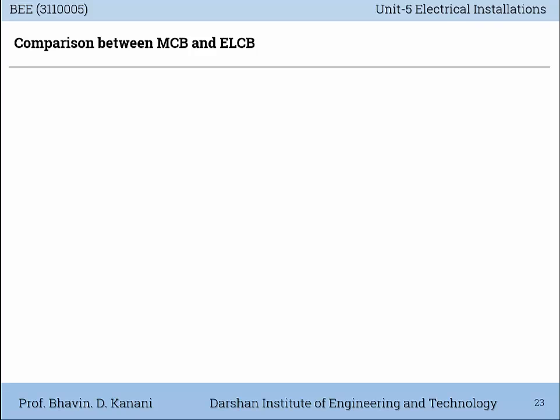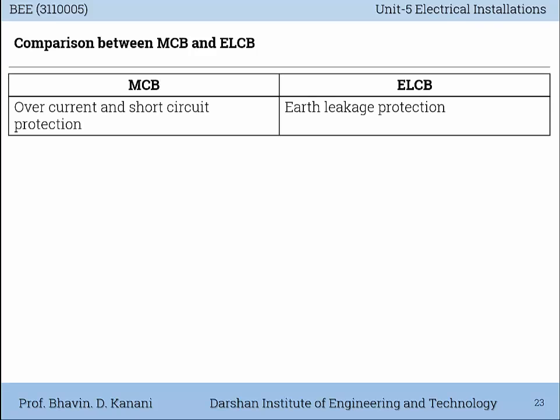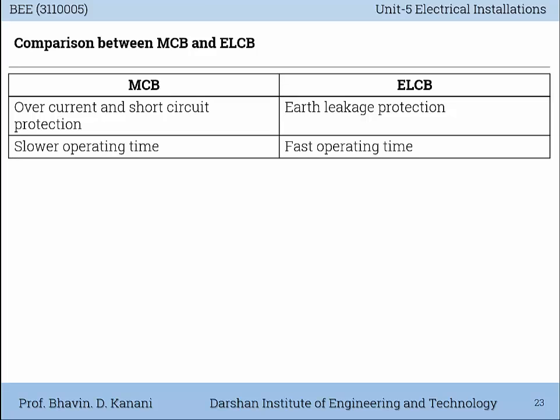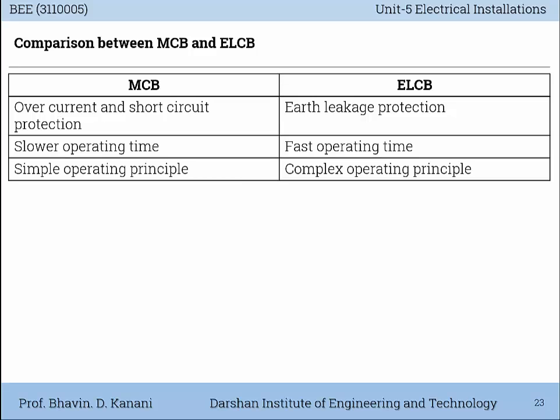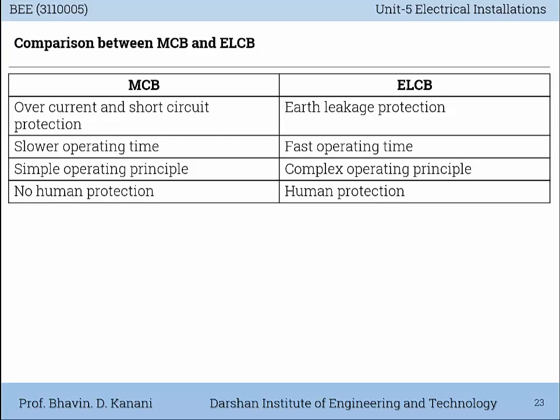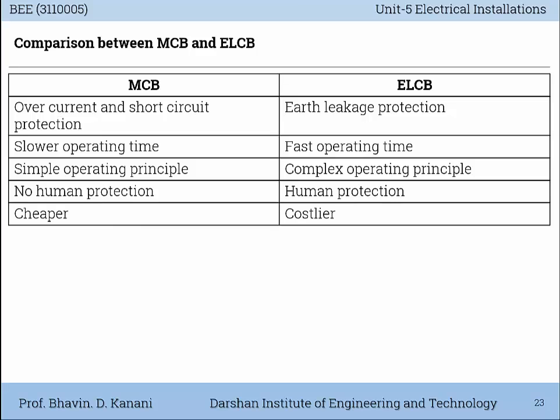Then comparison between MCB and ELCB. MCB has overcurrent and short circuit protection. ELCB has earth leakage protection. MCB has slower operating time, whereas ELCB has fast operating time. MCB has a simple operating principle, whereas ELCB has complex principle. MCB has no human protection, whereas ELCB provides human protection.